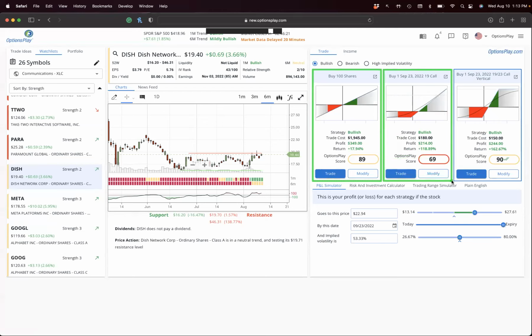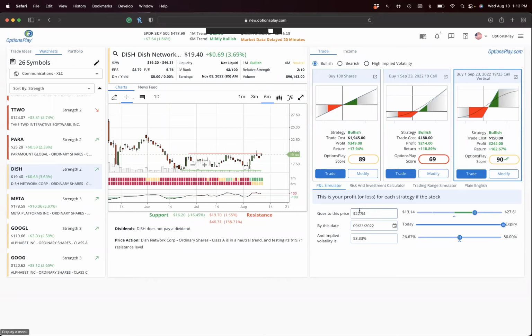The call option has the expiration date and strike price already selected for you, and the vertical spread. This is a debit vertical spread. And you can compare these 3 strategies side by side using the risk and the P&L simulator.